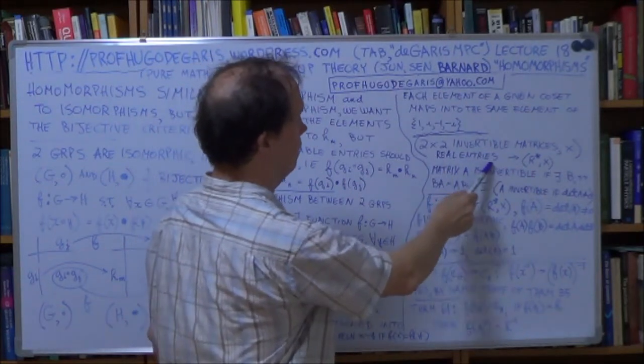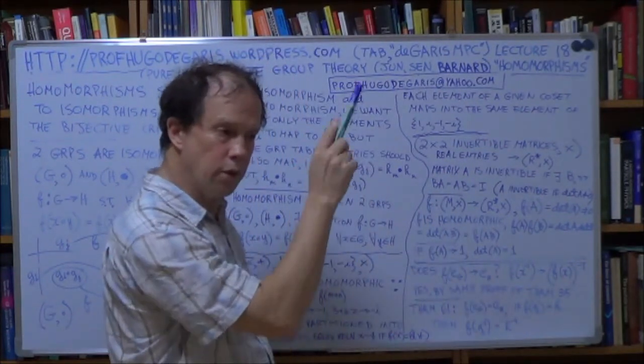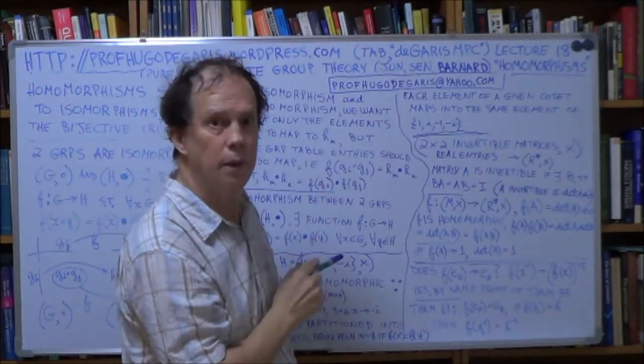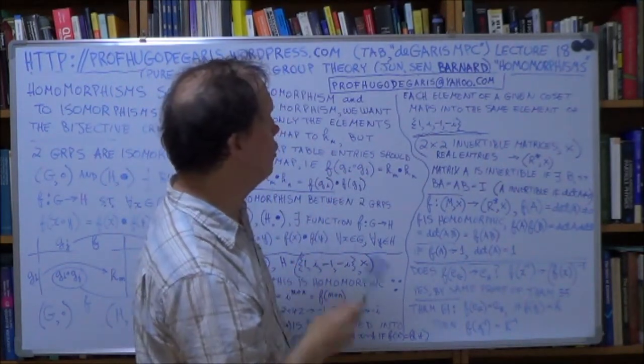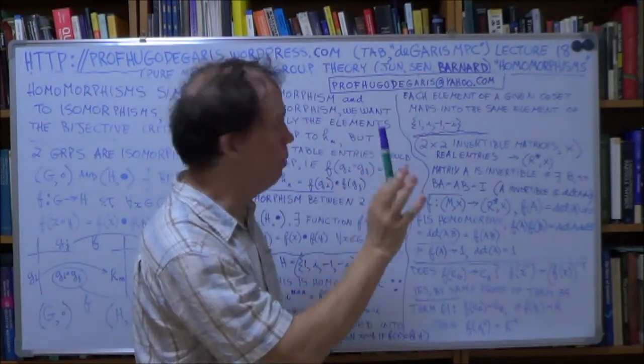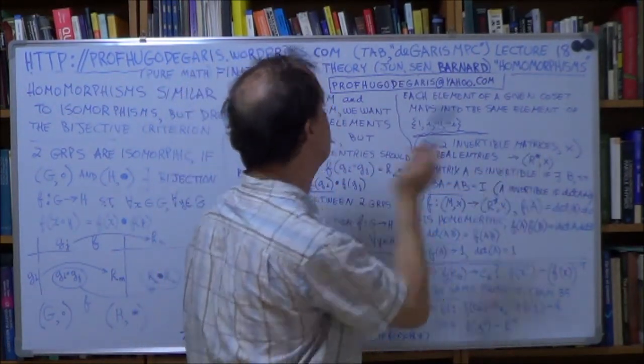And the 2 by 2 matrix will have 4 entries, and they are real numbers, right? Real numbers, not complex numbers. So we're talking about real matrices. Okay.